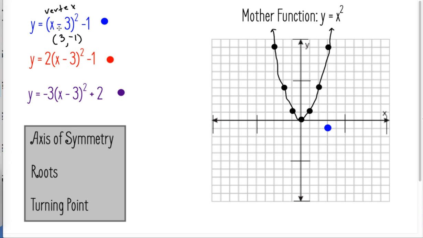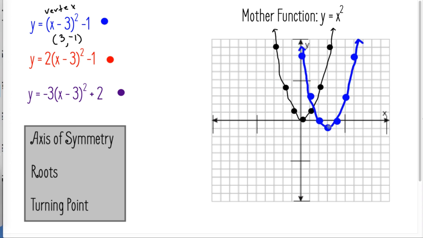Now, if you noticed, it's got no stretch. So I'm going to use that ladder that I had on the first page. That means I go over 1, up 1. I go over 1, up 1, 2, 3. I go over 1, up 1, 2, 3, 4, 5. And there is the new baby parabola. And I will just take the mirror image. And that's how quickly it is to draw a parabola.